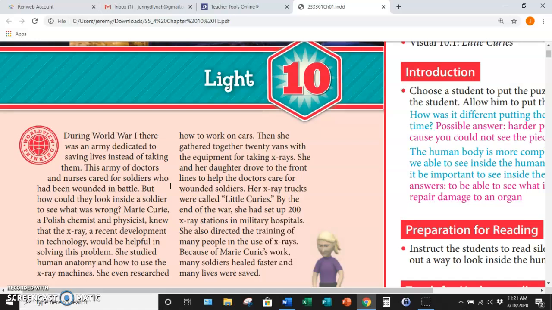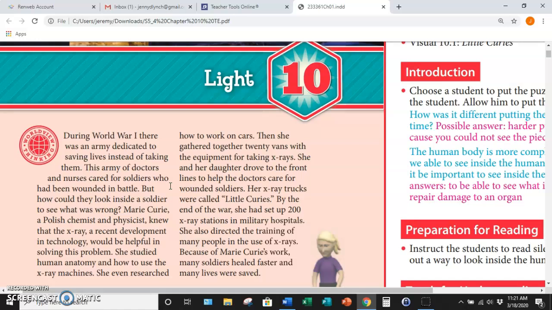It's going to be looking at just characteristics of light. It's going to be talking about how God designed light in creation and those kinds of things. So, all right, we're starting on page 237.